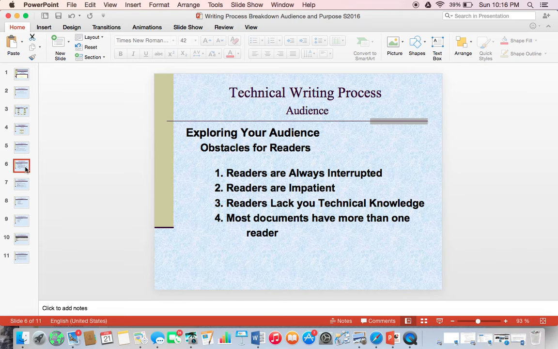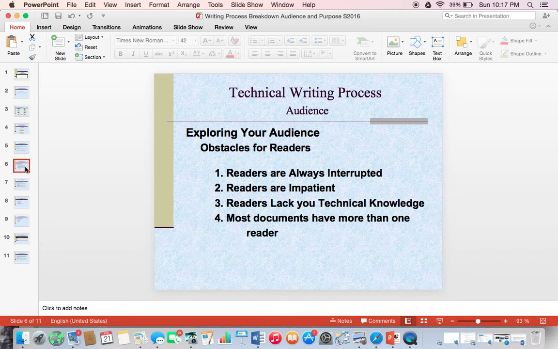Most documents have more than one reader. You often in college write for your professor, one person. But in technical or professional writing, you might have multiple readers. Each document can be tailored to the background, interests, and technical education of different people, not just one individual.